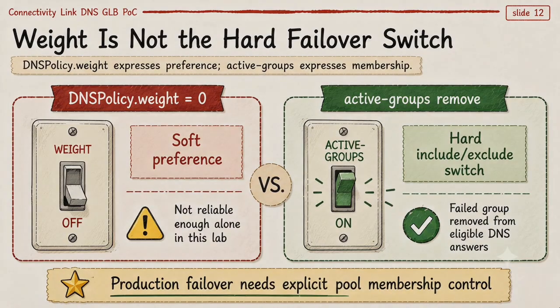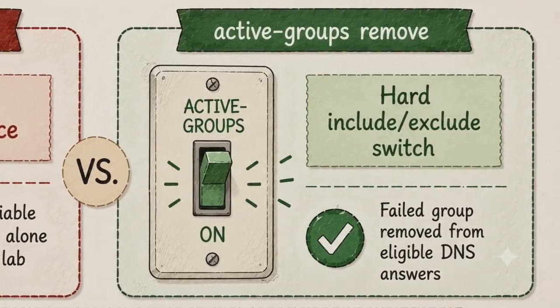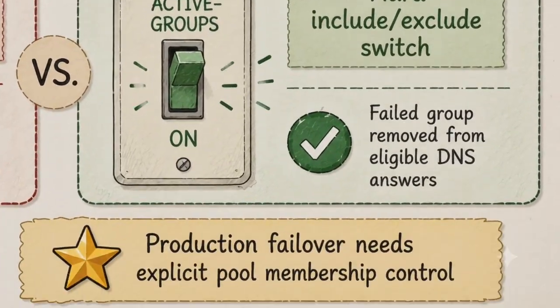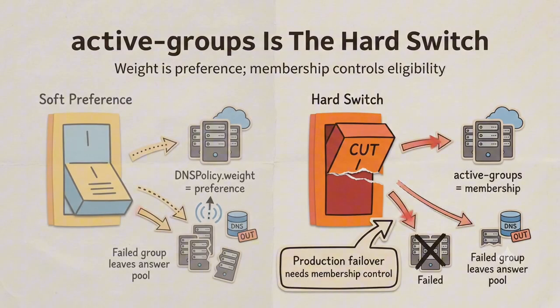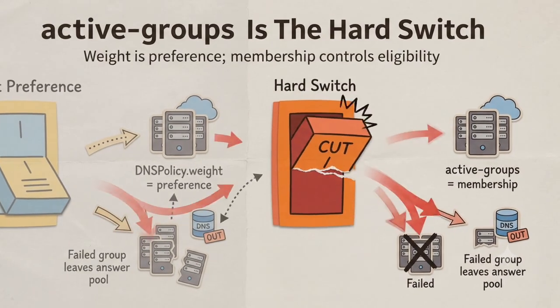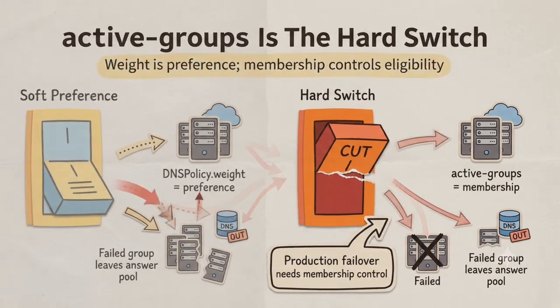Weight is not a hard failover switch. It only expresses a soft preference. For hard failover, use active groups remove. Production needs explicit pool membership control. Active groups is the hard switch. While weight controls preference, membership controls eligibility. Production failover needs explicit membership control.